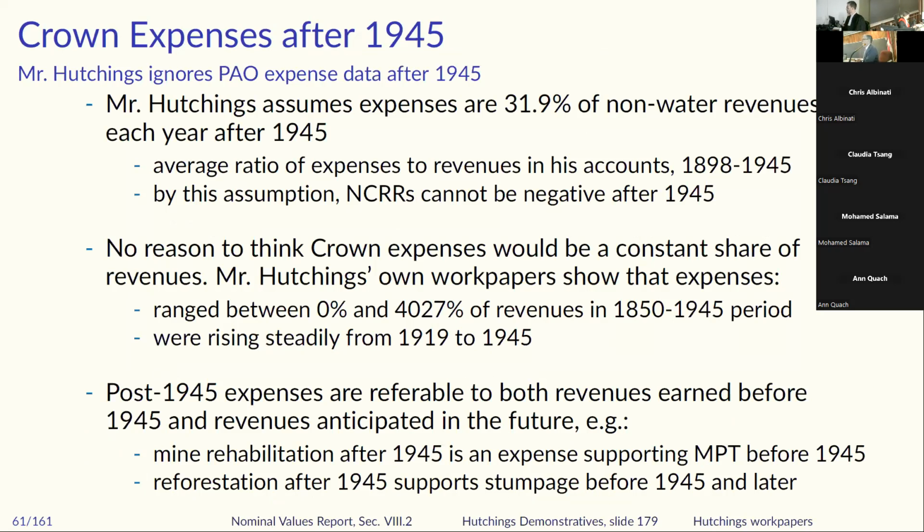I propose now to talk for some time about Mr. Hutchings' approach to Crown expenses after 1945 and the ways in which our opinion differs. And of course, here there are great differences in our respective approaches. Mr. Hutchings uses the PAO up to 1945 in the ways we've discussed. After 1945, he does not rely in any way on the specific PAO expense data, that is the specific information in the PEO on expenses of these departments after 1945. It plays no role in his calculations, whereas we continue to use the same techniques as we did before 1945.